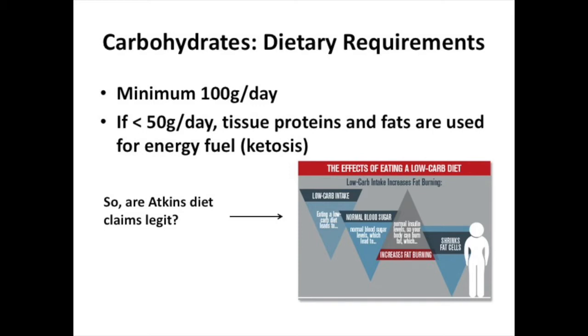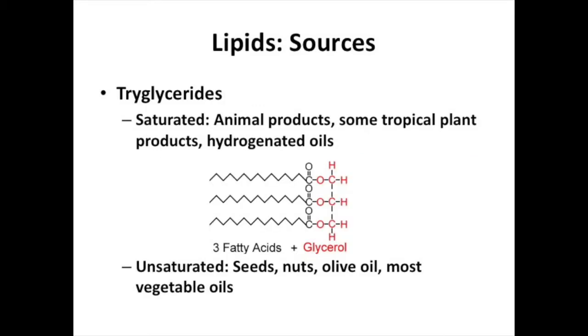So let's look at lipids. The sources that we're going to get in our diet are going to be our triglycerides, and we can divide triglycerides into two categories, what are called saturated and unsaturated. So saturated fats are usually going to come from animal products. So if you're eating a steak and there's fat on it, that's triglyceride. Some tropical plant products, so coconut oil is a saturated fat, and then what are called hydrogenated oils.